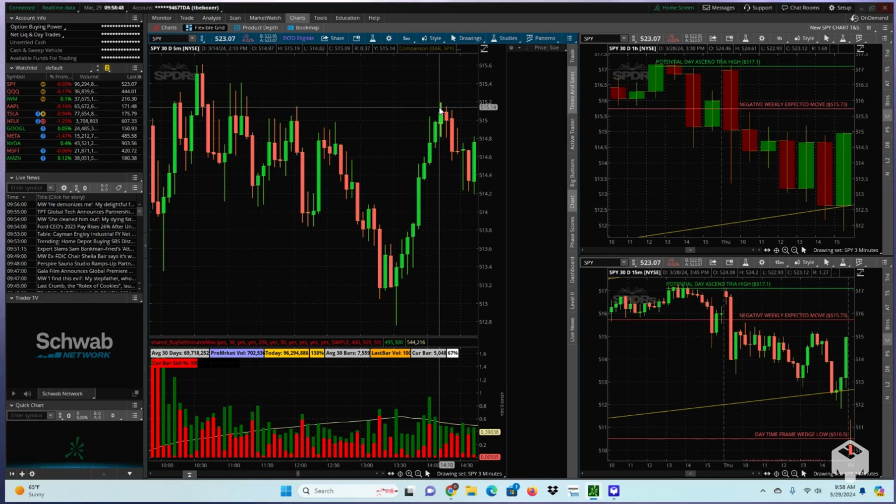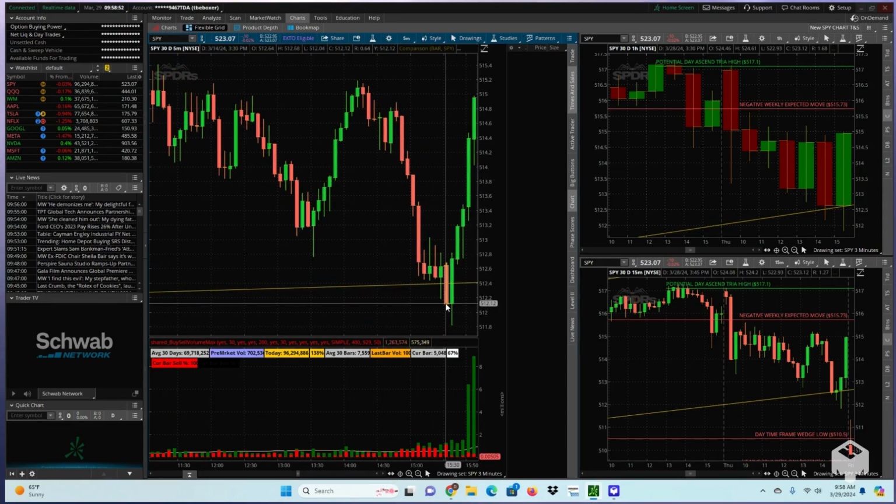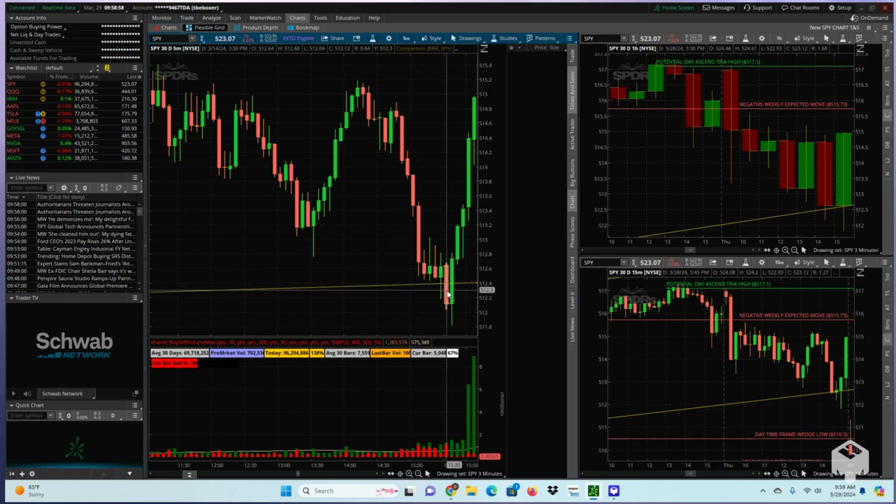And on this day, it did work out well for me. I pretty much got the entire move basically. I remember I closed out somewhere around here. I closed out at 1538. Yeah, on this candle. I remember on this candle after we got to the lows of these bodies right here. So pretty much the entire move.